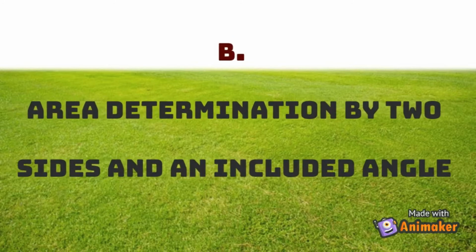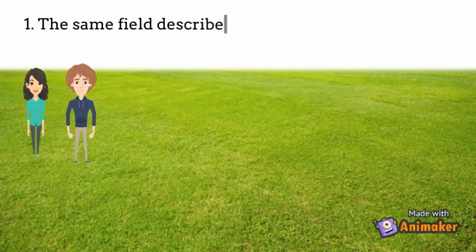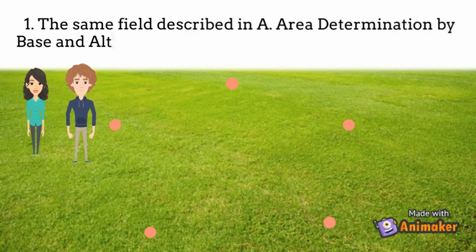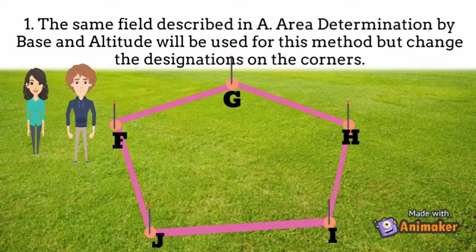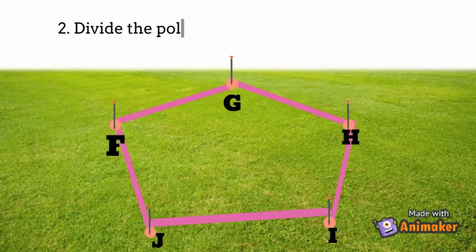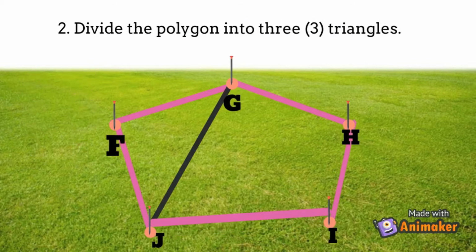B. Area determination by 2 sides and an included angle. Step 1. The same field described in A, area determination by base and altitude, will be used for this method, but change the designations on the corners. Use F, G, H, I, and J instead of A, B, C, D, and E. Step 2. Divide the polygon into 3 triangles. Name the triangles as A1, A2, and A3.